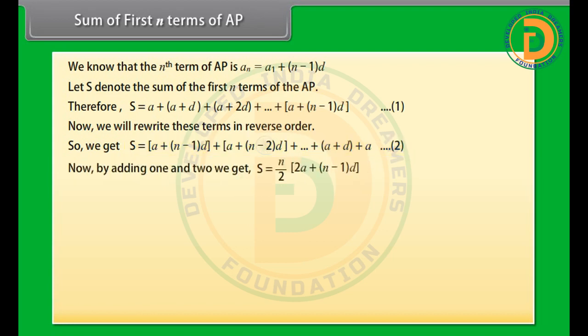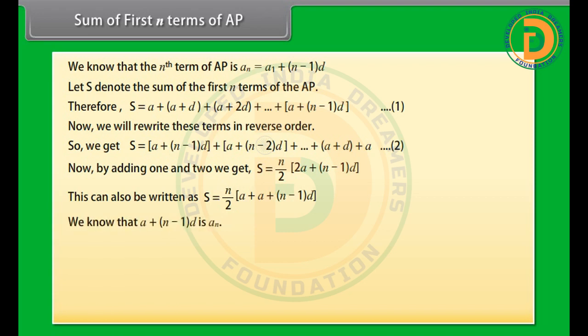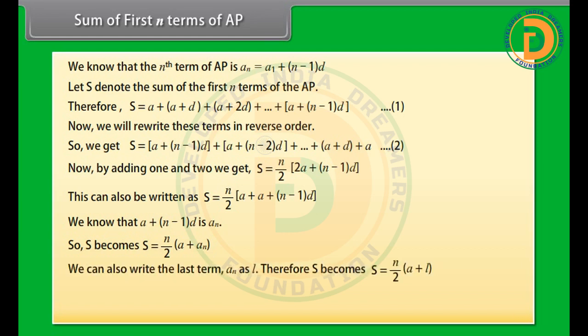Now by adding equations 1 and 2 we get S is equal to n upon 2 into (2a plus (n minus 1) into d). This is the sum of first n terms of AP. This can also be written as, we know that a plus (n minus 1)d is an. So S becomes n upon 2 into (a plus an). We can also write the last term an as L. Therefore, S becomes n upon 2 into (a plus L).